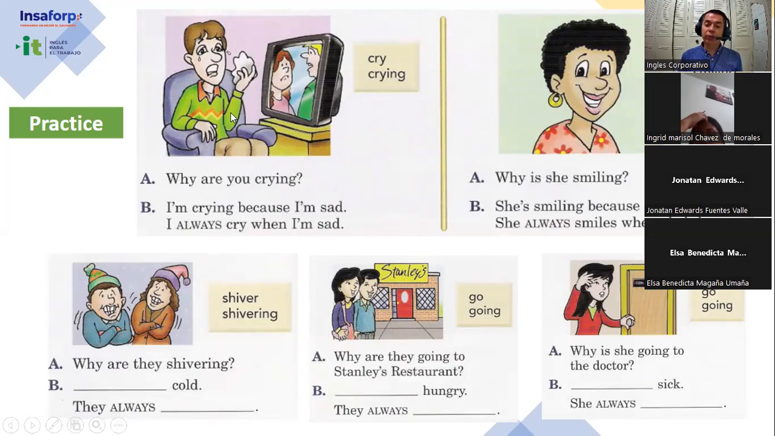Why is she going to the doctor? She is going to the doctor because she is sick. She always goes to the doctor when she is sick.